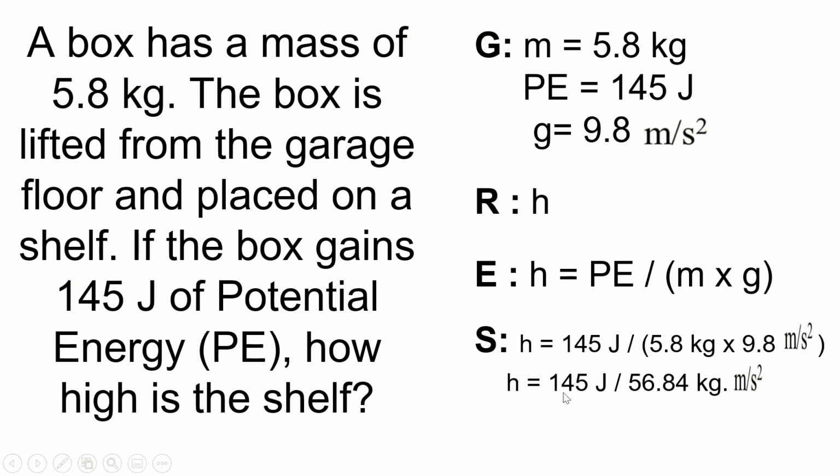So now, pwede na nating i-divide kasi kailangan natin i-follow yung MDAS. Now, let's divide 145 joules divided by 56.84 kg meter per second squared. The answer will be height is equal to 2.55 meters. Actually, ang lumabas sa calculator ay may daming decimal places, pero kinuha lang natin yung first two decimal at ni-round off. So, the height is 2.55 meters.